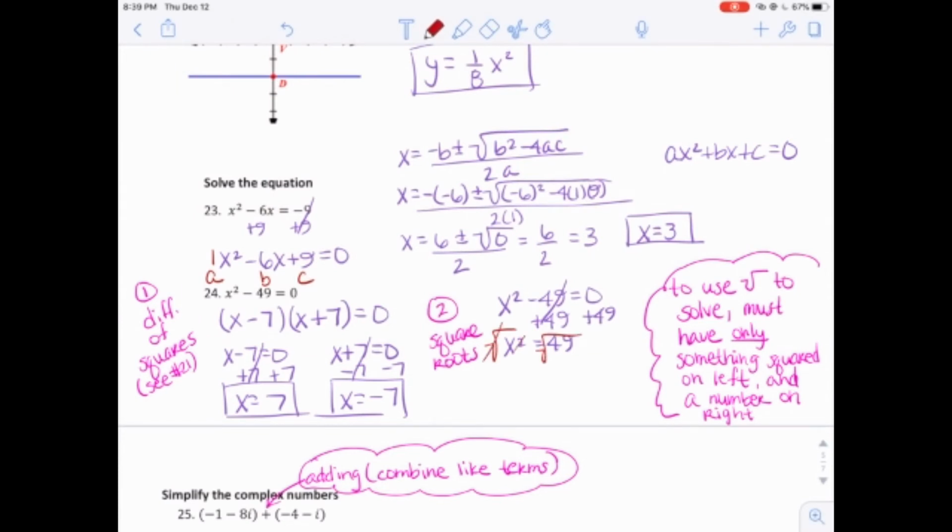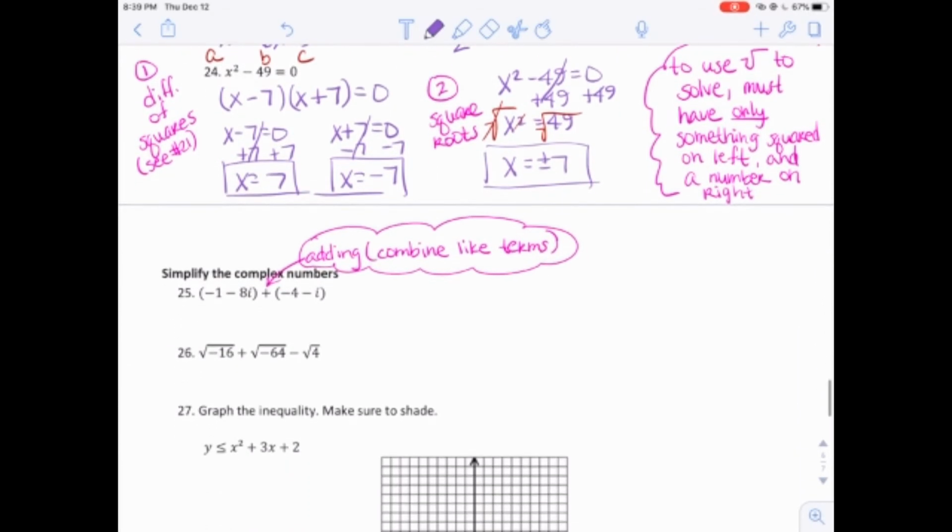Remember that a squared and a square root cancel, leaving me with x on this side. The square root of 49 happens to be a perfect square. It's the perfect square of 7. And don't forget the plus and minus on it. Same answer, 2 different ways.